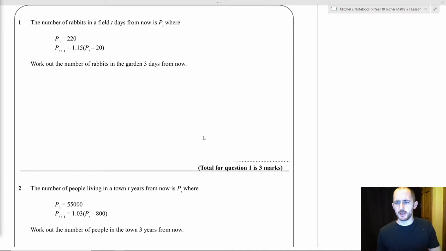With iteration, normally the questions are about 3 or 4 marks, and they're really not too bad. I'm going to show you a trick on how to do them in about 10 seconds, so that you'll be able to get all the marks quite easily.